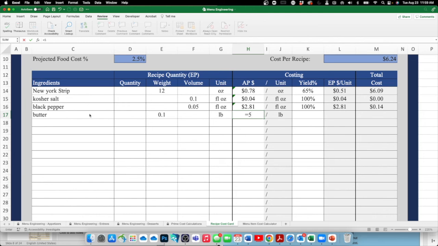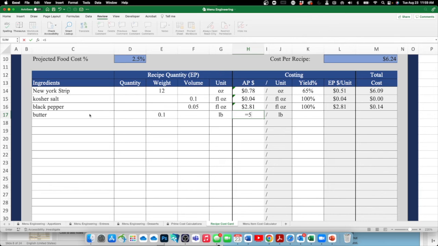So do I need to do anything? No. If I know that it costs me $5 per pound, how do I know that? I go to the grocery store and it comes in a 1 pound block. It may be 4 sticks in there, but each stick is 1/4 of a pound. And I don't have to do anything else with it. I just put the price into it.